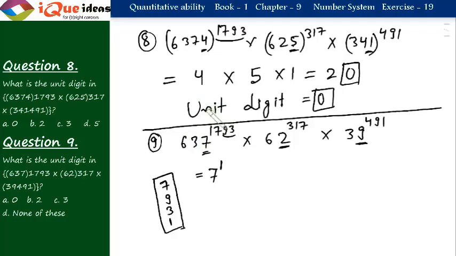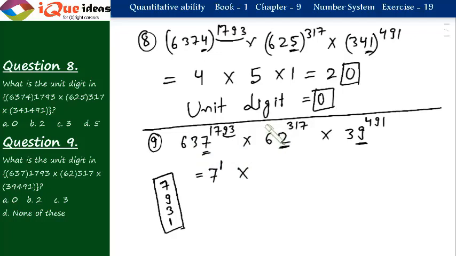So divide the whole power by 4. Divisibility test of 4 tells us that divide only the last 2 digits. So last 2 digits of the power are 93. 93 divided by 4, remainder is 1. So unit digit will be decided by 7 raised to the power 1 into the second one.